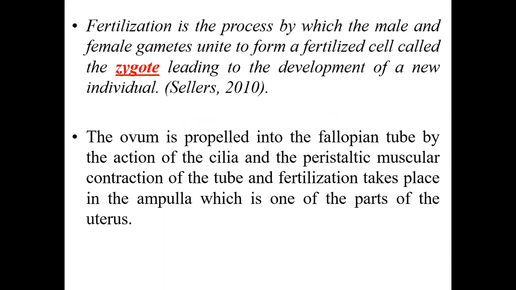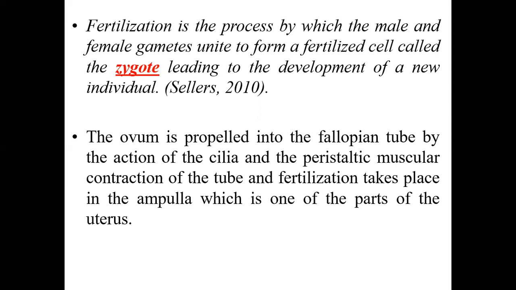Now, the term fertilization is defined as the process by which the male and the female gametes unite to form a fertilized cell called the zygote, leading to the development of a new individual. This is coming from Sellers, the edition is 2010. Now, the male and the female gametes are the sperm and the ovum, respectively.